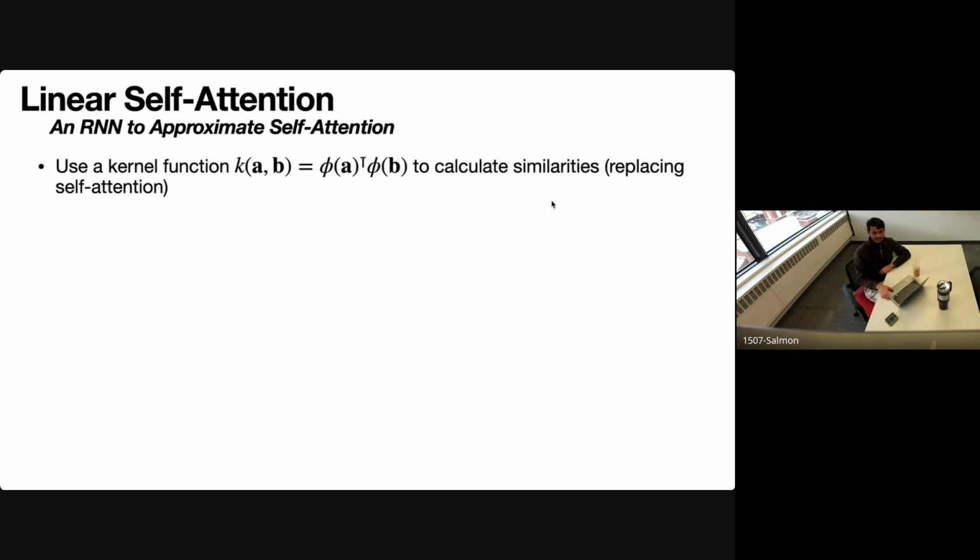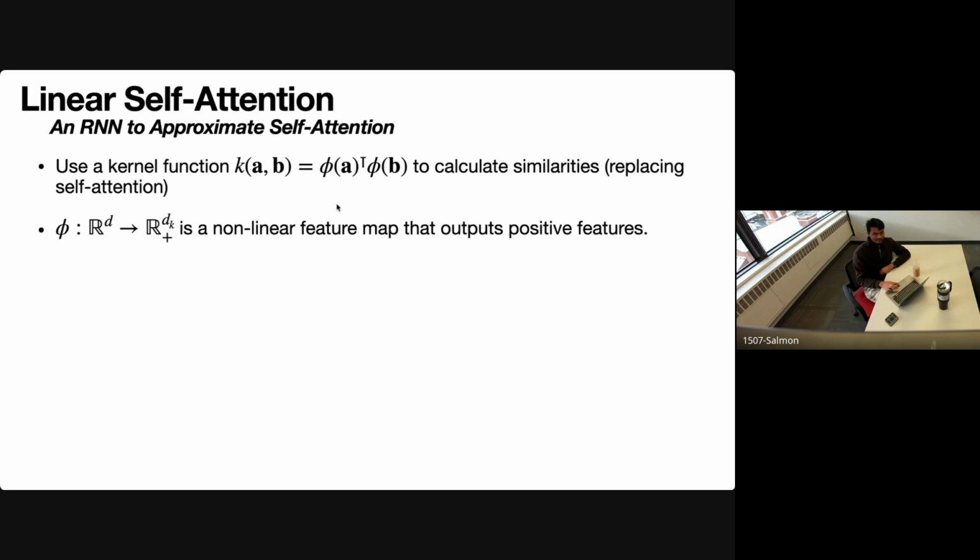And the idea was that instead of using softmax to calculate similarities, as we do in a vanilla self-attention mechanism, we instead introduce this notion of a kernel function. So a kernel function is a function defined between two vectors. And the idea is that given two vectors, it does a dot product of those vectors using some feature map phi in order to calculate a scalar similarity value.